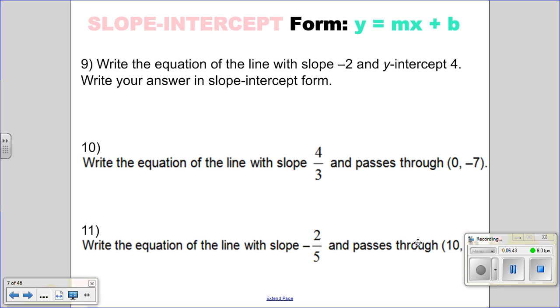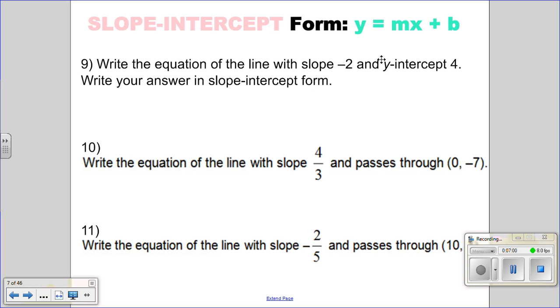Now let's talk about slope-intercept form. Slope-intercept form is y equals mx plus b. You should remember that from algebra. But if you forgot, number 9 wants us to write the equation of a line with the slope negative 2 and a y-intercept of 4.